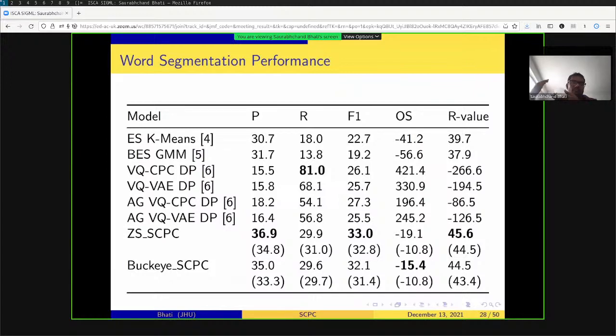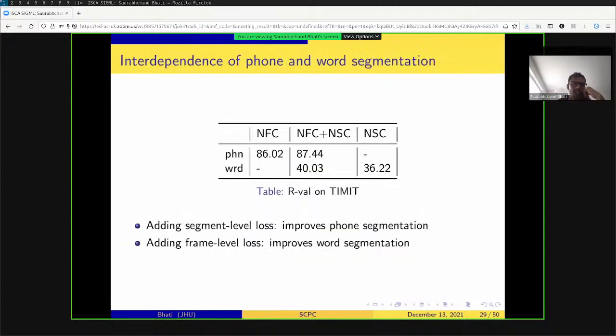So that means the single SCPC model can do both phone segmentation and word segmentation, and is leveraging some extra information from both tasks. To verify that, we did this experiment. If you look at the first row of this table, we trained two systems. One is trained with just the frame level loss, and the other is trained with frame level loss and the segment level loss. And even for phone segmentation, when you add the segment level loss, the next segment classifier, the performance improves.